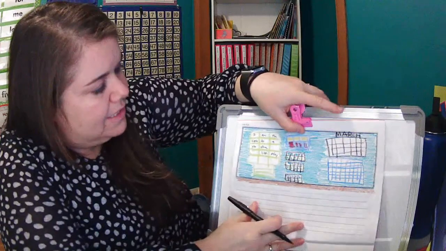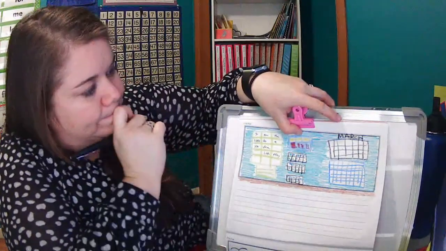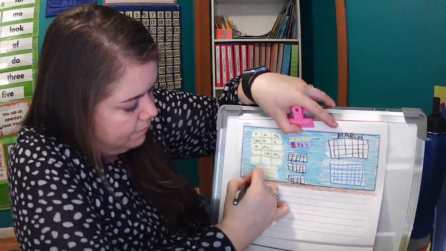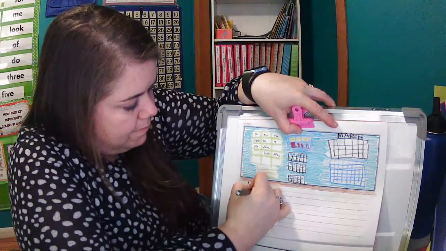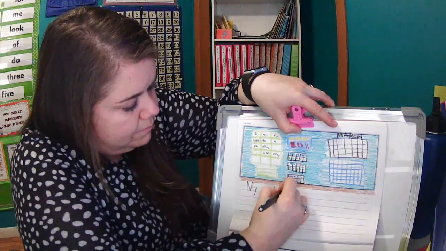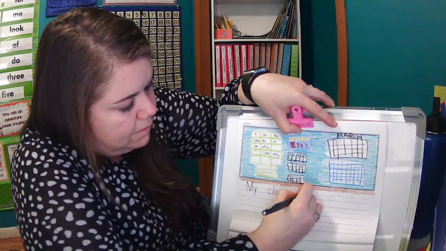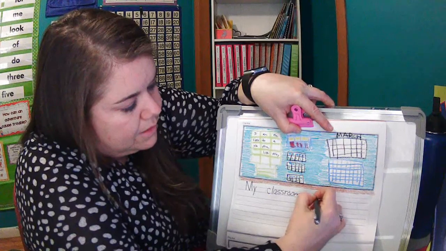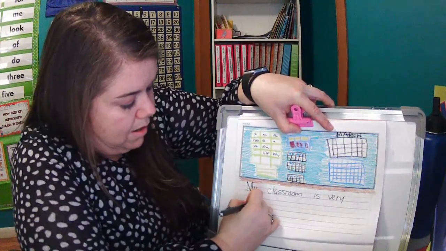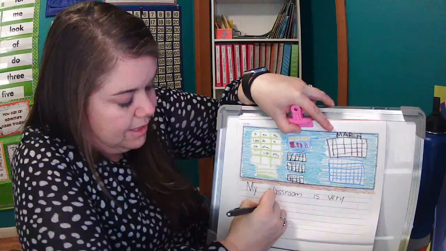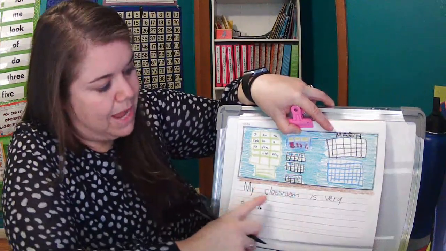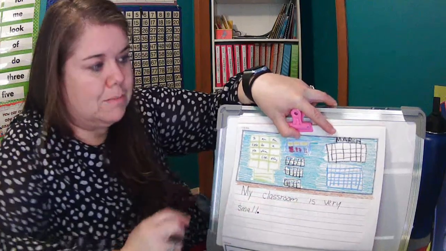So my sentence today is, my classroom is very small. We'll say that because our classroom is just a little window, but this is going to be my sentence. My classroom is very small.